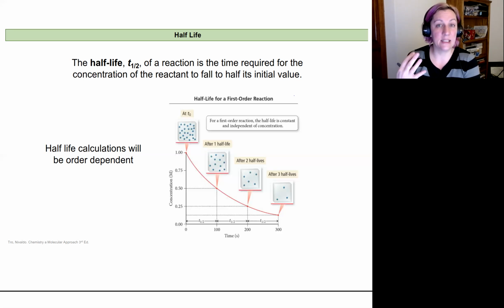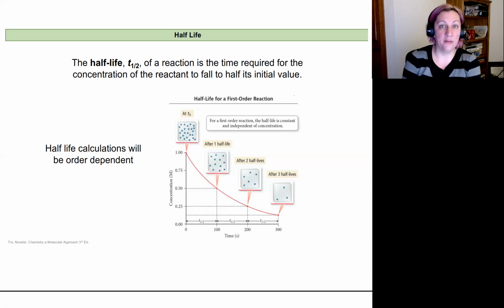So it's easiest to track this through half-lives. And so we see that our half-lives are going to be order dependent. If a reaction is zero, first or second order, we'll see a different type of half-life. Some will be dependent on the initial concentration that we have of our reactant, and some won't. So we'll walk through those now.